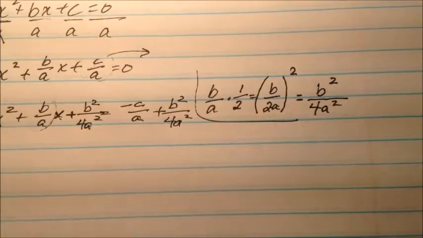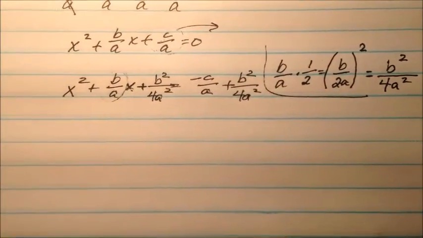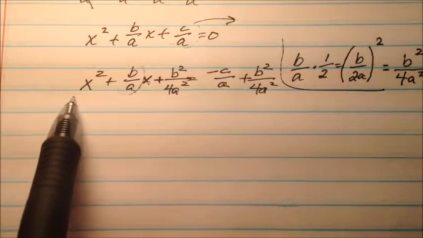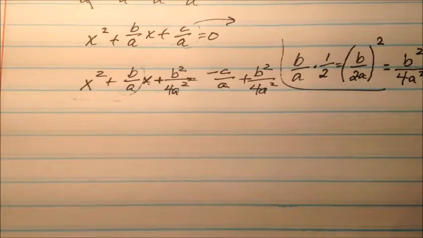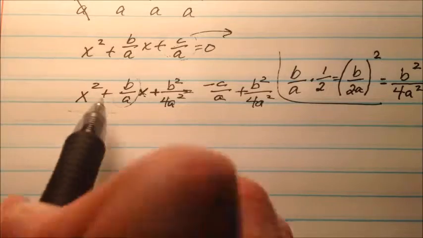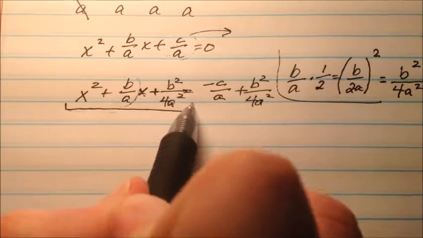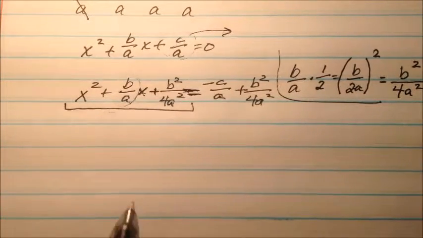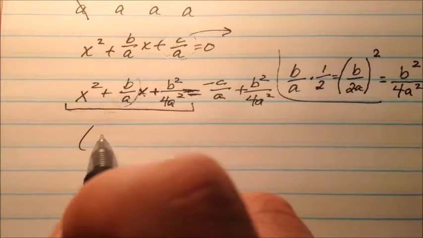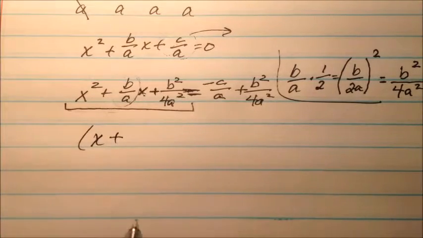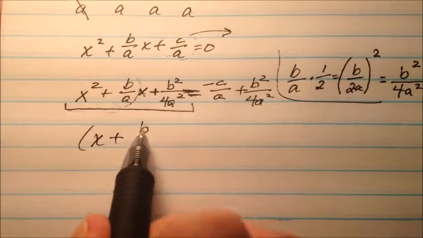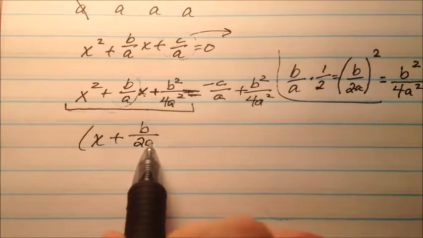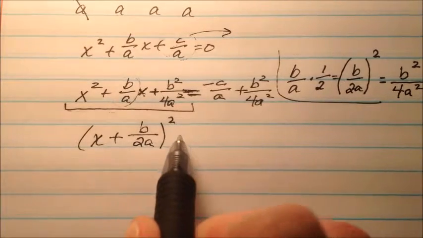And I'll make a little division right there so we don't get confused. Okay, so we have this whole big thing, which I know might look a little ugly. But we're going to factor, using a perfect square, this left side. And when we do that, we're going to have x plus b over 2a, that quantity squared.